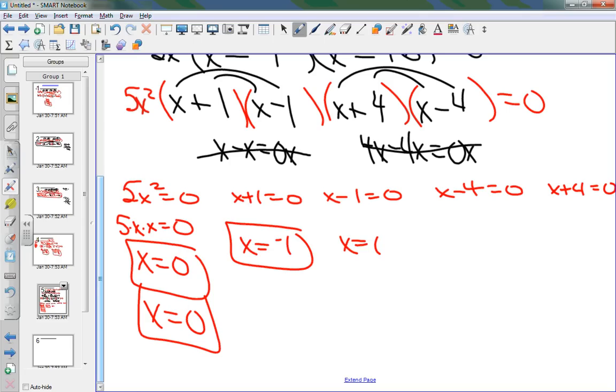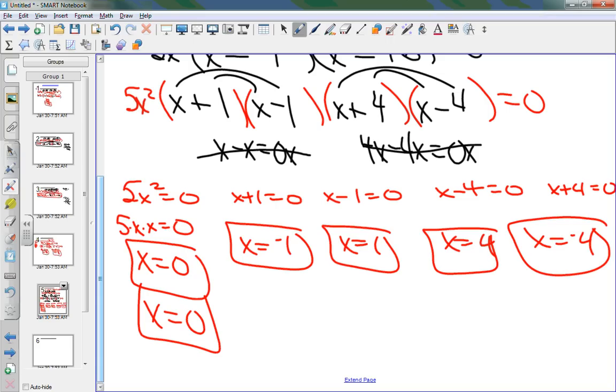Okay, now what? X equals positive 1. X equals 4. X equals negative 1. How many answers do I have? 6. Is that how many I'm supposed to have? Yep. Do we understand that?